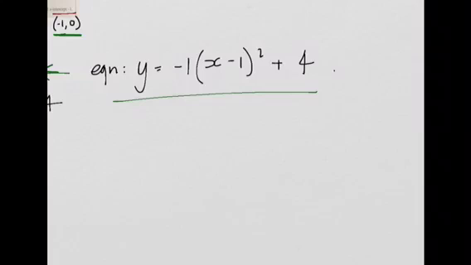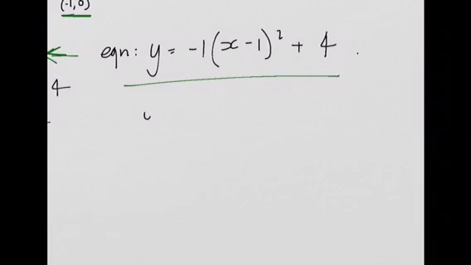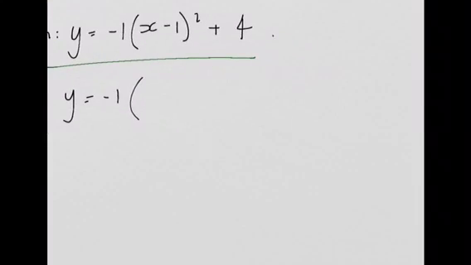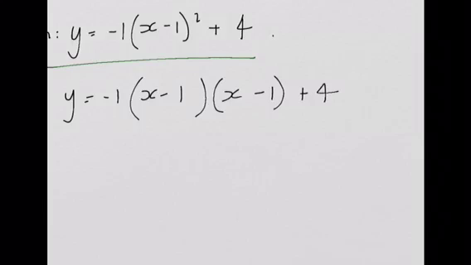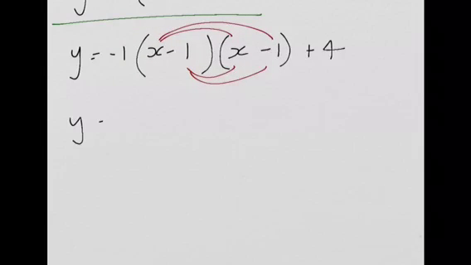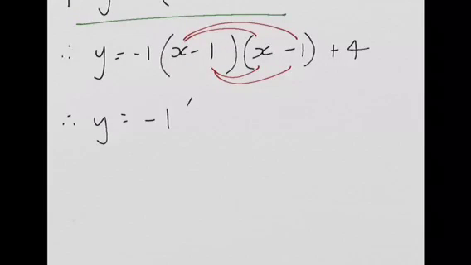What they've done in the book is they've expanded it out and turned it into a regular quadratic equation in general form. So we'll just do that quickly. So therefore, y equals, let's expand the brackets first. So we have -1 times (x minus 1)(x minus 1), plus 4. And then we expand that times that, then that times that, that times that, that times that. And so we get y equals -1 times (x squared minus 1x minus 1x plus 1), plus 4.